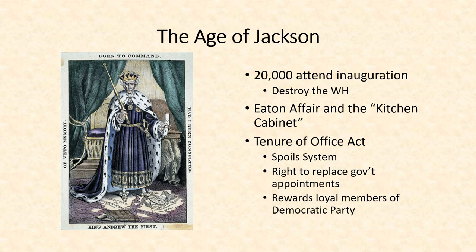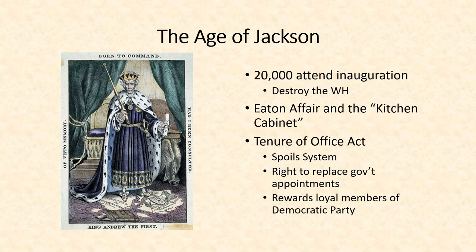Imagine if we had a president who has a major falling out with every cabinet officer that he has, and he ends up talking to whoever his friends are or whoever will provide him a friendly ear to determine his policies. We also have issues surrounding the Tenure of Office Act under the Jackson administration. Jackson will be known as King Andrew I because of the Tenure of Office Act.